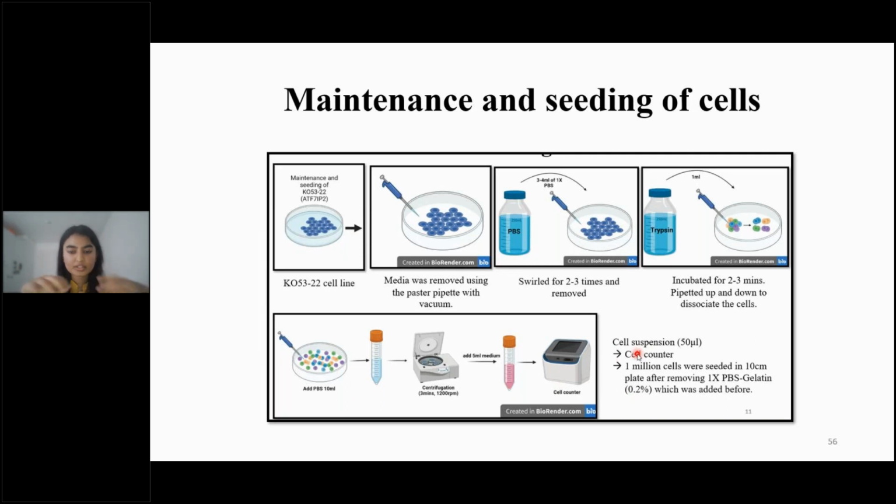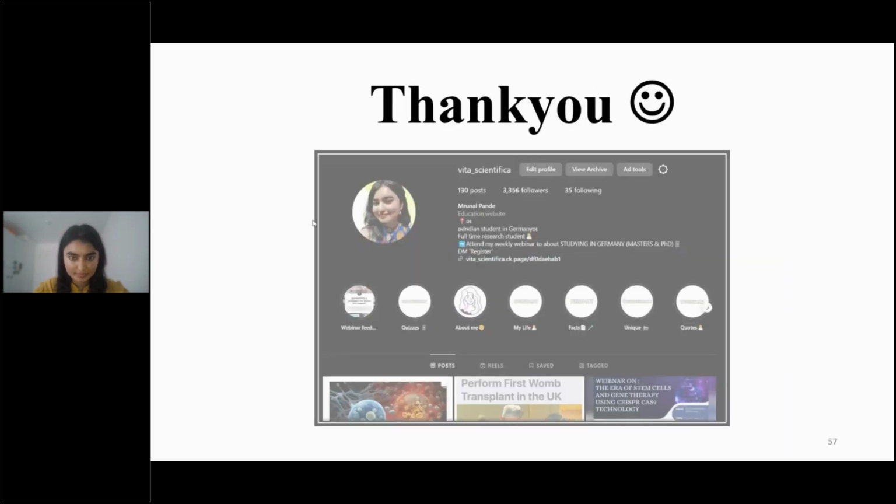Once you have counted the cells, you take 1 million cells and plate them in another plate. So this is how you basically passage the cells. Passage in the sense that you divide the cell plate. And yeah, so this is how it is.